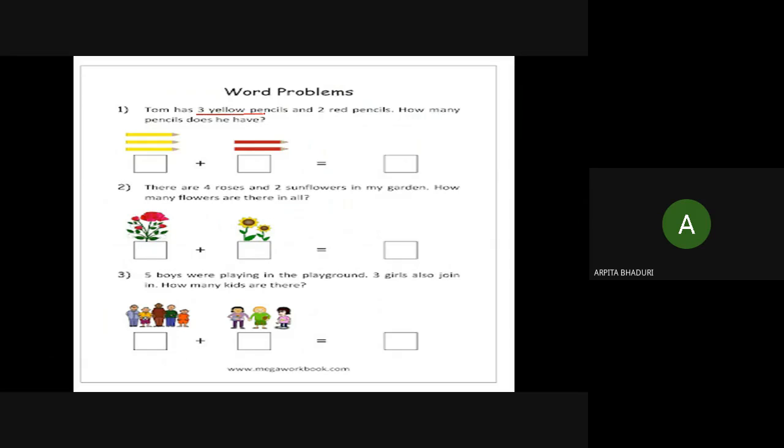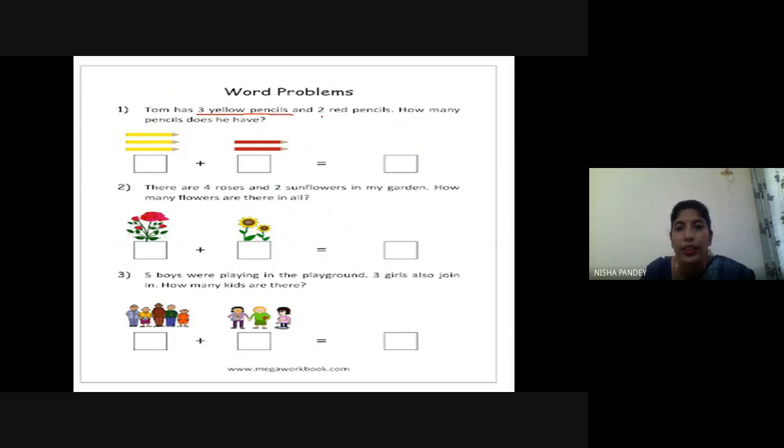Three yellow pencils, right? So we will just underline with pencil or any color. Now add 2 red pencils. So these are the objects again. We have to do something with these objects, to play with these objects. That is why we have underlined. Okay, now let's see further.